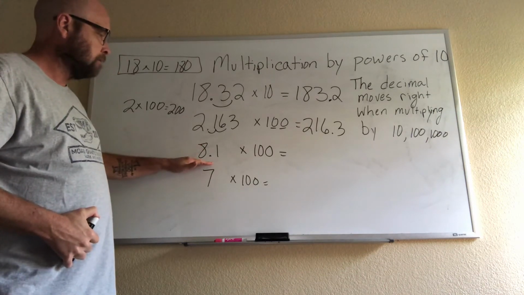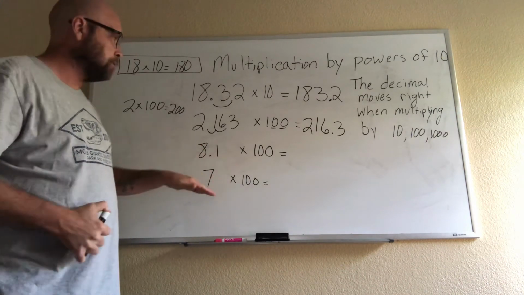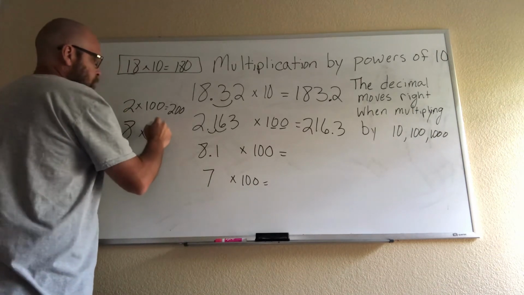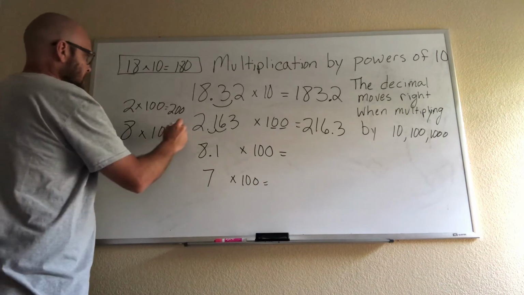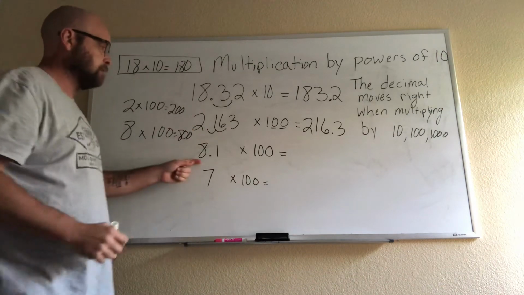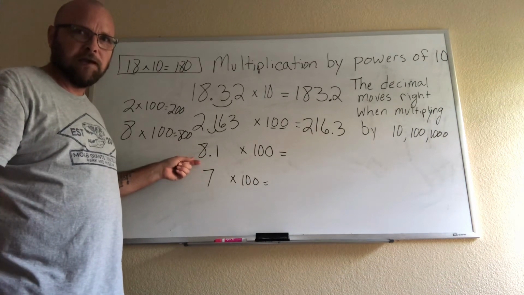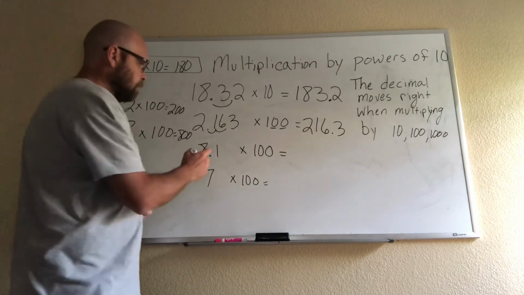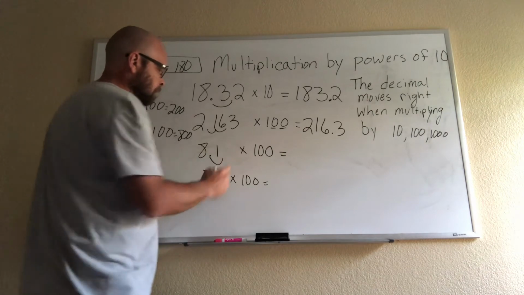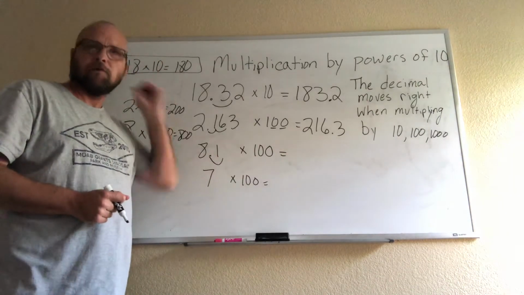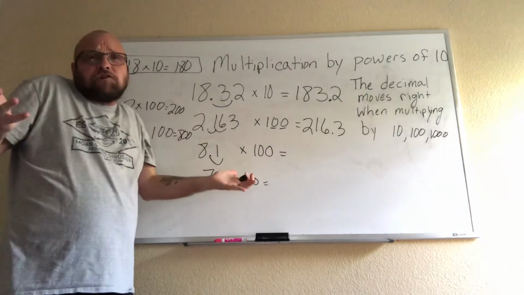This third one, 8 and 1/10 times 100. Well, if I made it 8 times 100, it would equal 800. So my answer needs to be somewhere close to 800, because 8 and 1/10 is close to 8. So if I move my decimal point twice, wait a minute, I can only move it once, because there's only one number. What should I do?